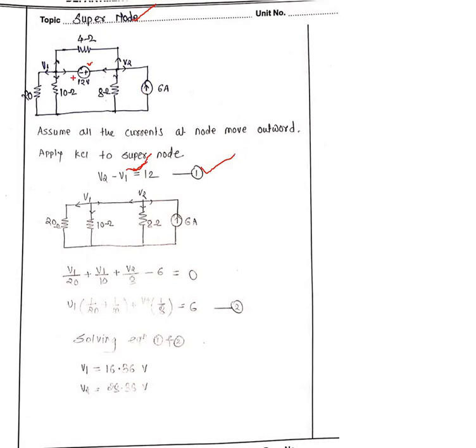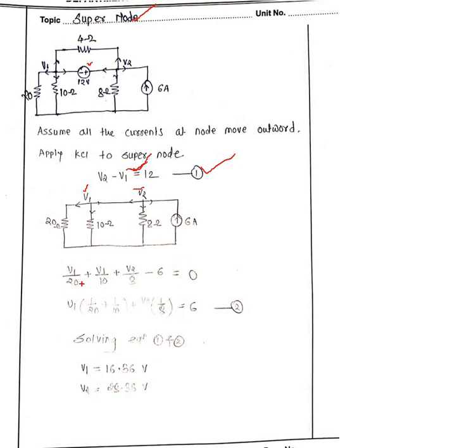Then next, step number 2: remove this voltage source and make it a short circuit. Yes, I have short circuited. Then as usual, node 1, node 2. How many nodes are there? 2 nodes are there. Write the equations.